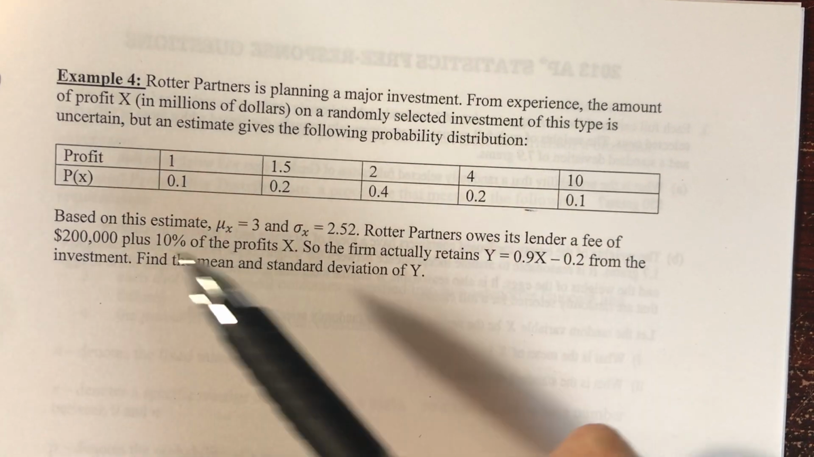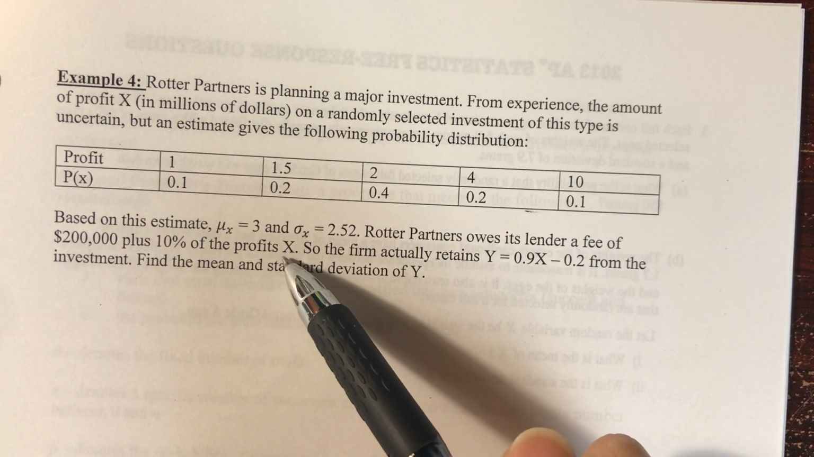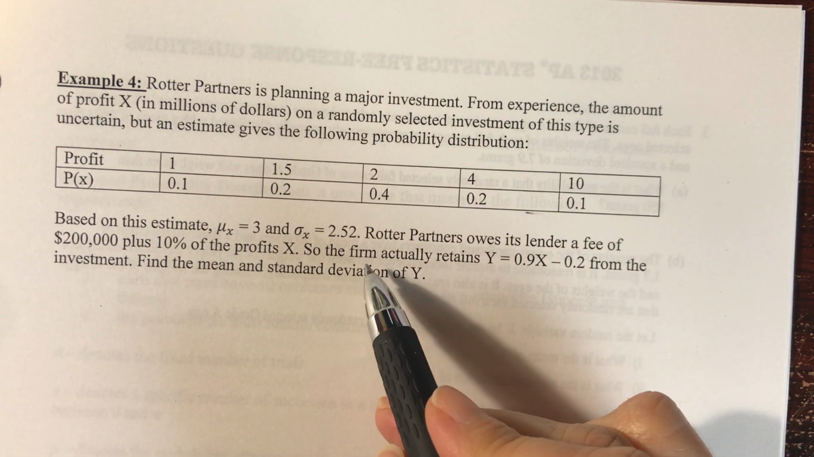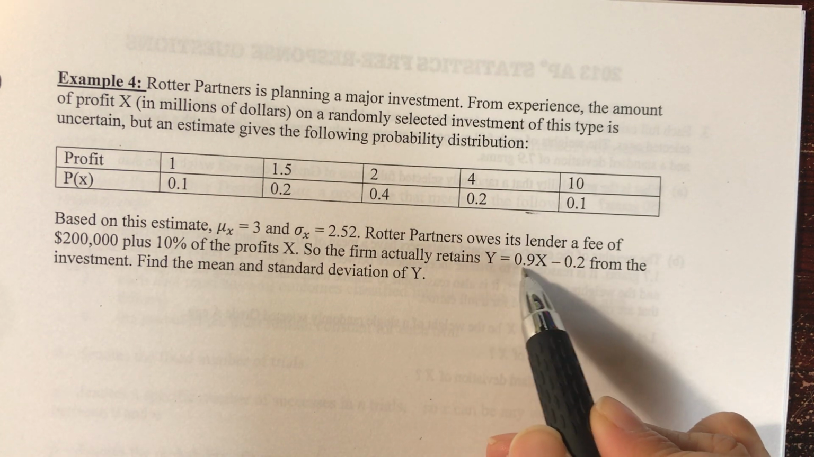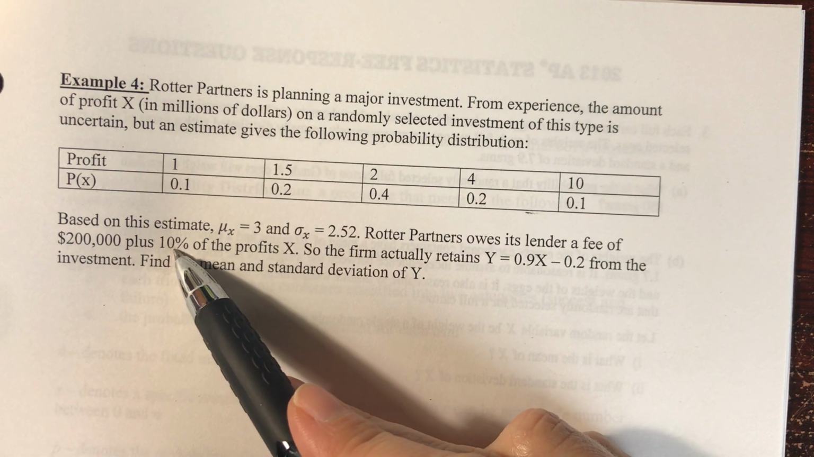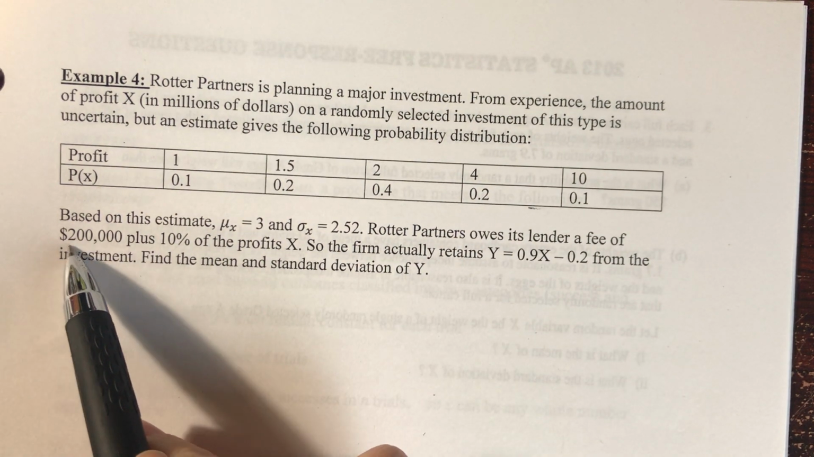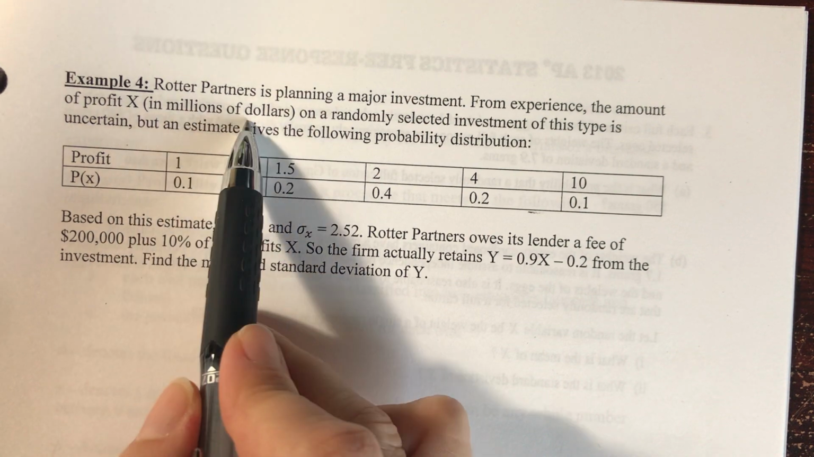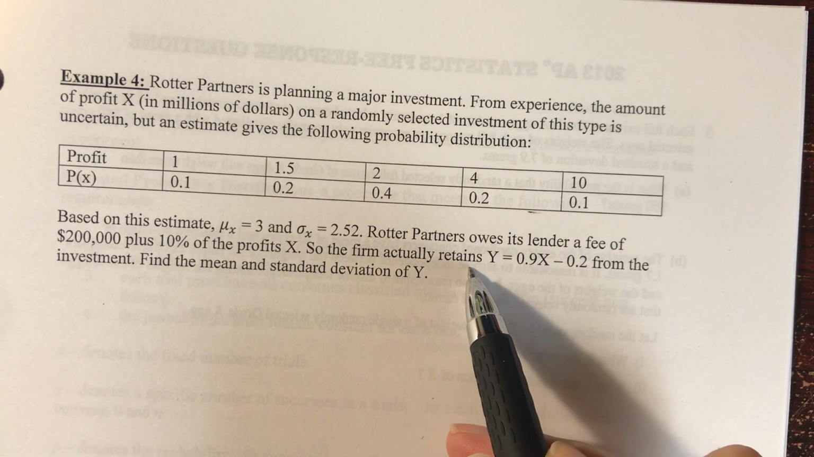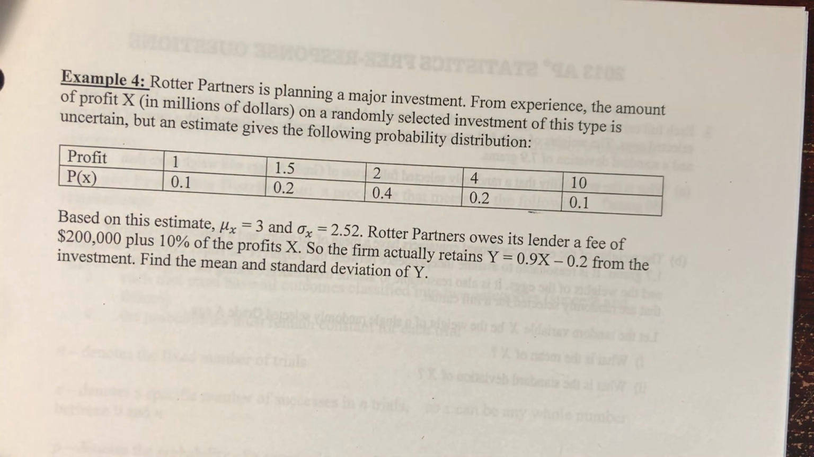They owe their lender a fee of $200,000 plus 10% of the profits X. So that means that the firm is retaining or keeping 0.9x, right? If you pay 10%, that means you keep 90%. And if it's a fee of $200,000, that's 0.2 of $1 million because it's giving us profit X in millions of dollars. So they're retaining Y equals that. We want to find the mean and the standard deviation of Y.